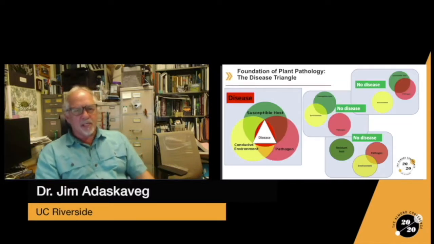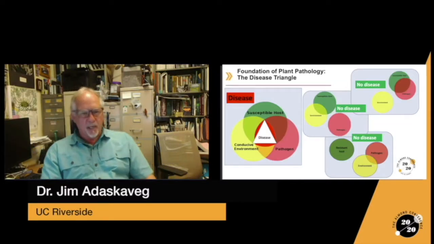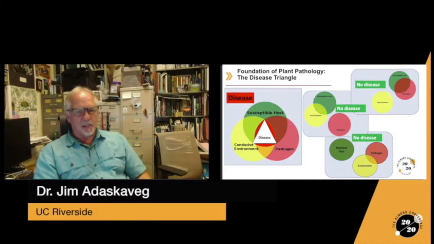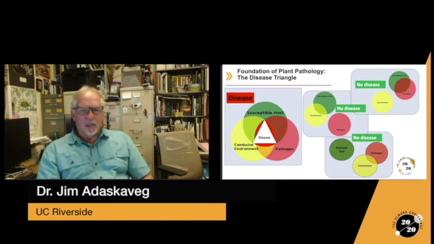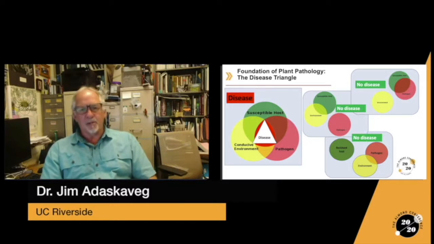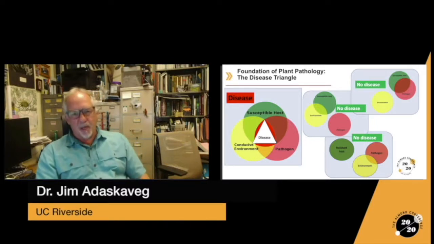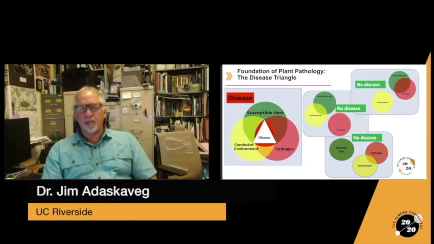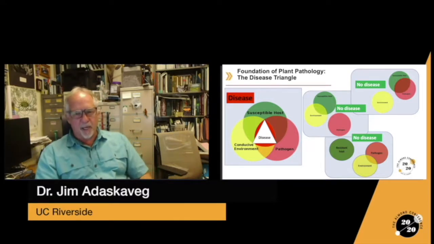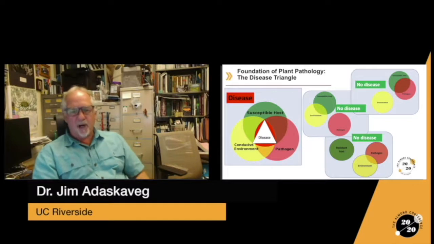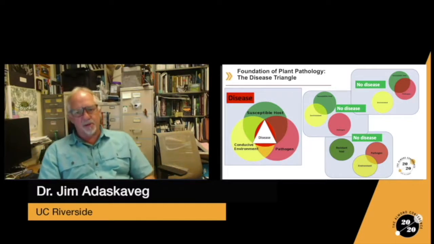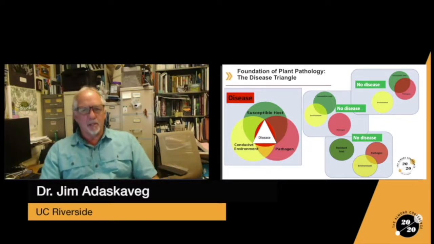One of the foundations of plant pathology is the disease triangle. So we have a susceptible host, conducive environment, and the pathogen. And it's when the interaction of these three come together that we form a triangle, as you can see in the lower left. If the three components are not overlapping or not interacting, in other words, if there's no pathogen, or if the environment is not conducive, no disease results.